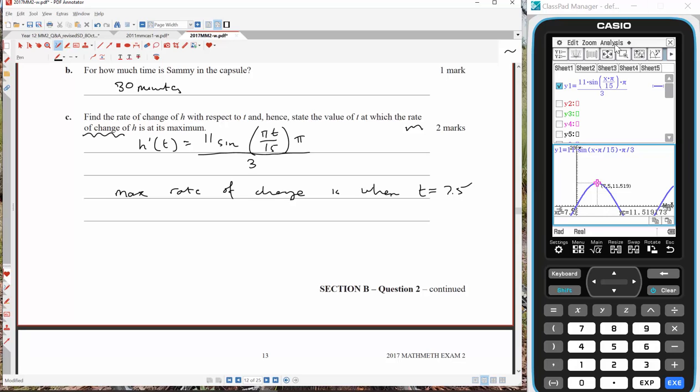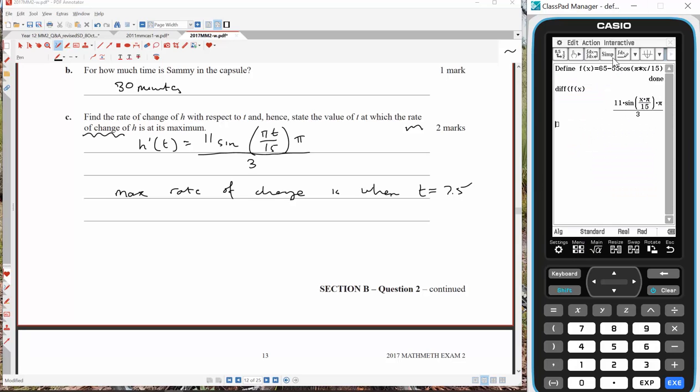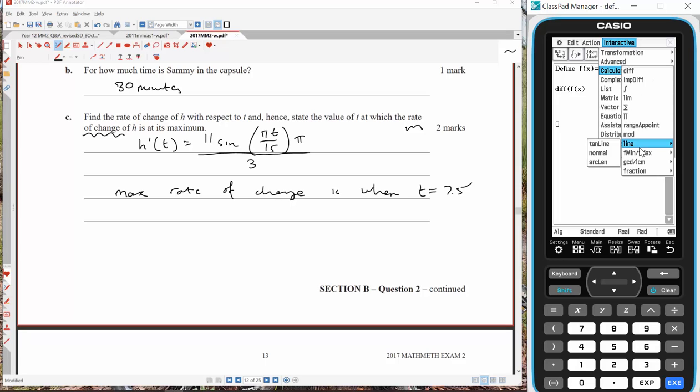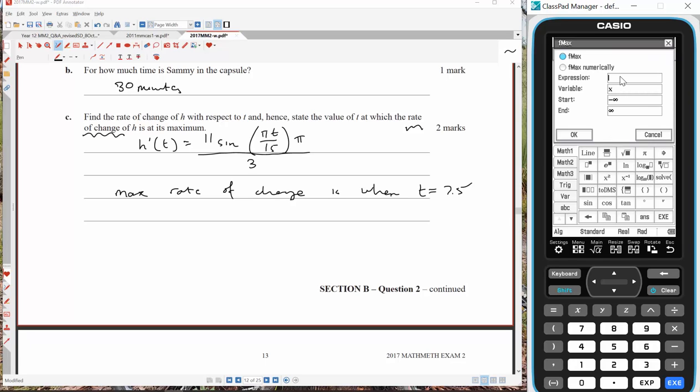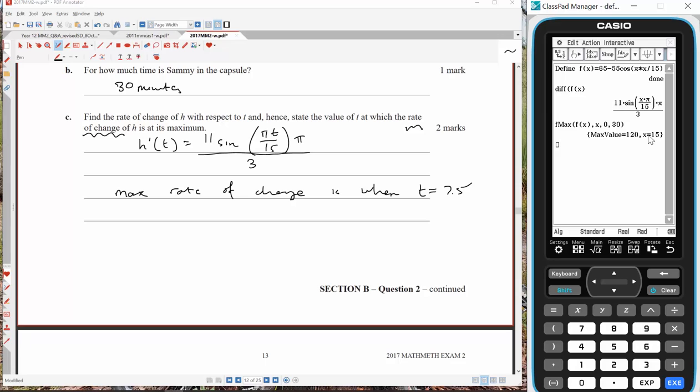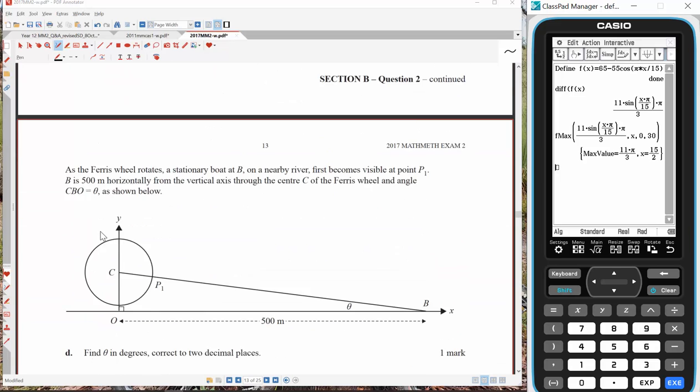The other thing you could do is, I quite like fmax, so you can go interactive calculation fmax for f of x and hunt between 0 and 30 for the largest value. 120 at x equals 15. Why has it done that? Because that is the original function, not the derivative. Got to be careful here. So 7.5. Okay. All right, let's go.